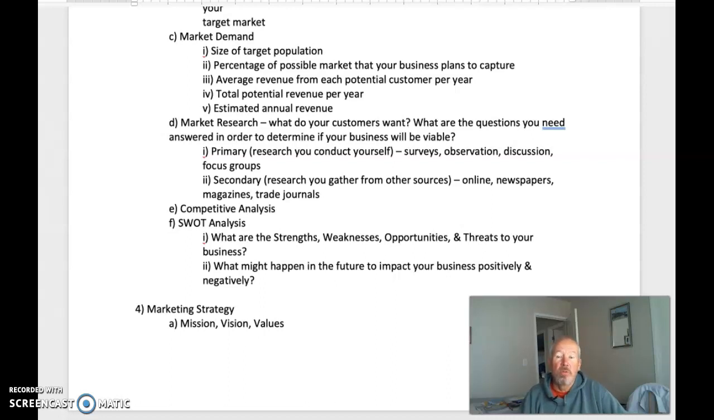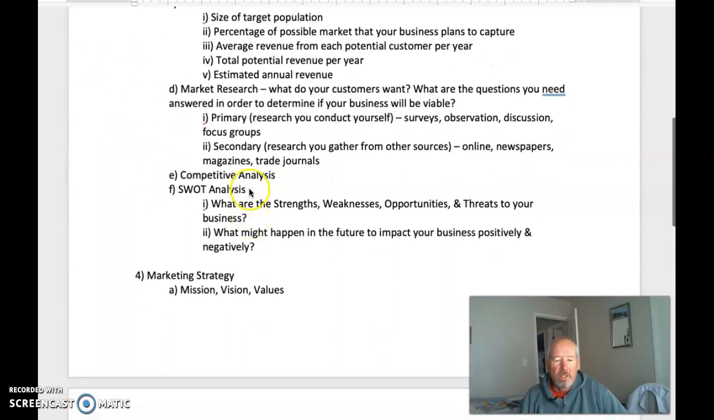Because what we want to do before we spend a lot of time and effort on this thing is make sure that the idea we think is great, other people think it is too, because we want to be able to sell it. And then we're going to look at our competitors. Who are they, and what are their strengths and weaknesses, and how do we compete effectively?